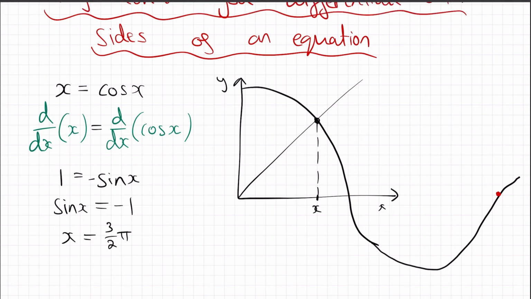So cosine of 3 over 2 pi radians is 0, and when x is 3 over 2 pi, this line x equals y is going to be somewhere up here. This is just going to be 3 over 2 pi. So obviously there's some kind of discrepancy here because these are not equal to each other. So what's going on? I'm going to show you why you can't differentiate both sides of an equation, and I'm going to try and explain in two ways, so hopefully you can understand them.